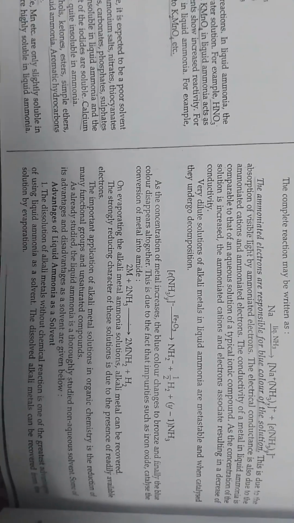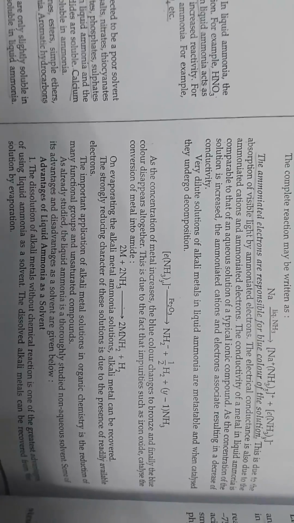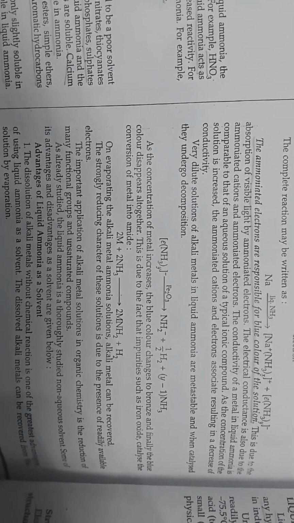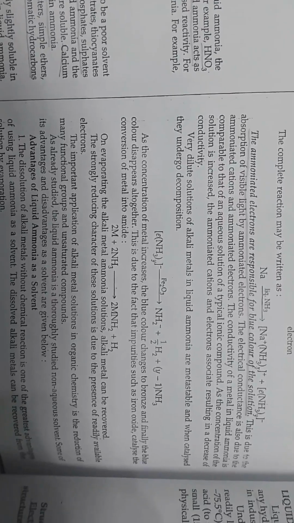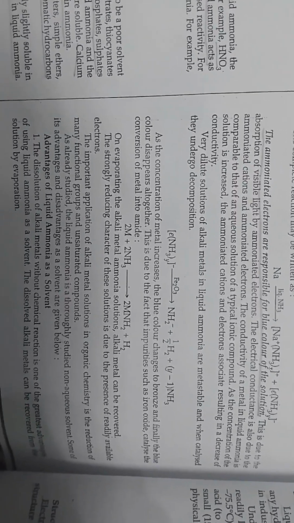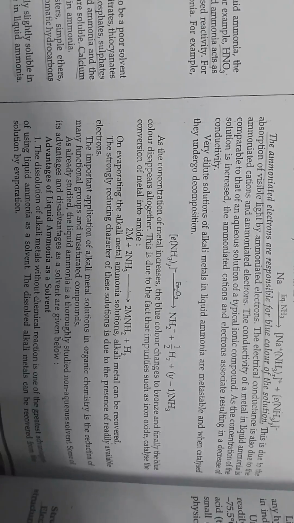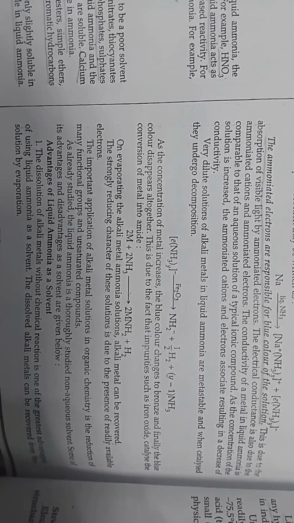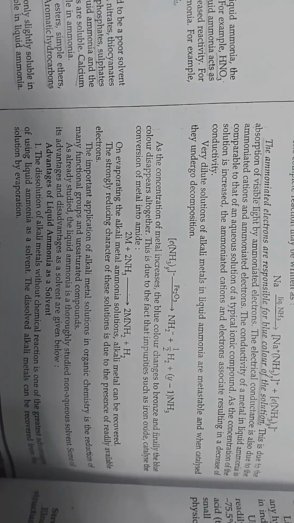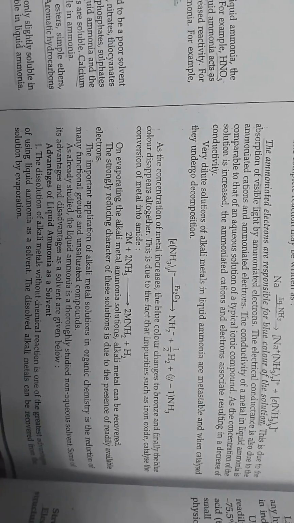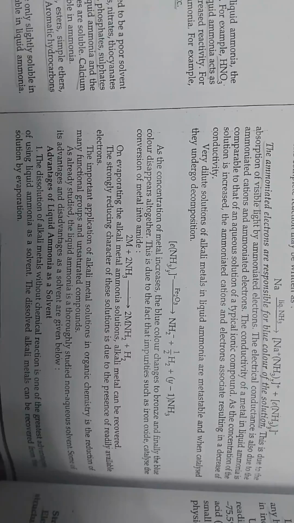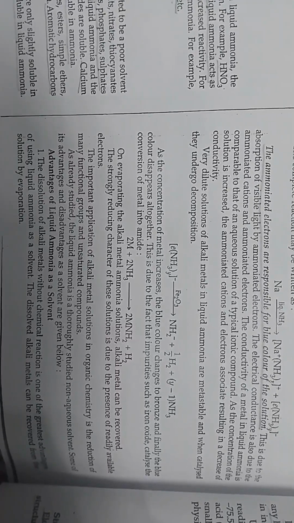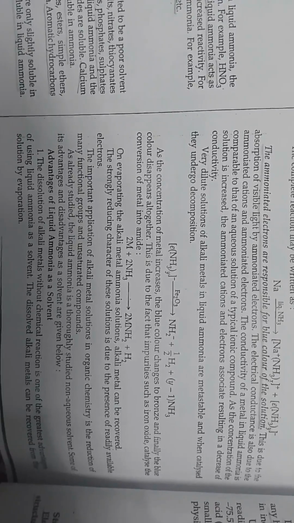This is due to the absorption of visible light by ammoniated electrons. The electrical conductance is also due to the ammoniated cations and ammoniated electrons. The conductivity of metal in liquid ammonia is comparable to that of an aqueous solution of a typical ionic compound. As the concentration of the solution is increased, the ammoniated cations and electrons associate, resulting in a decrease of conductivity.